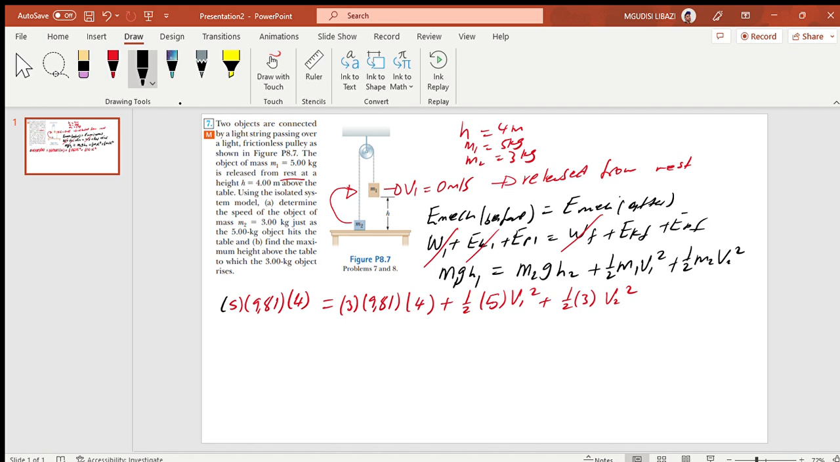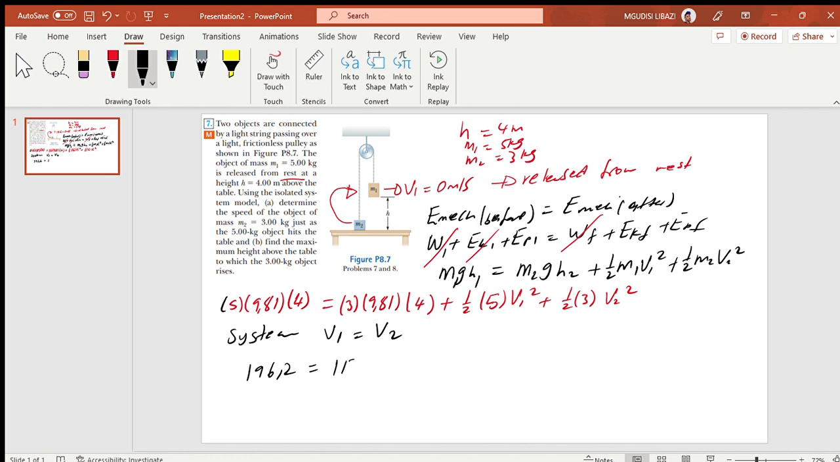But since this is a system, we can say that now, since they are connected by a rope, v1 should be the same as v2 because they are moving together. So now we can simplify the left hand side. We have 5 multiplied by 9.81 multiplied by 4. That gives me 196.2, which is equal to 3 times 9.81 times 4.